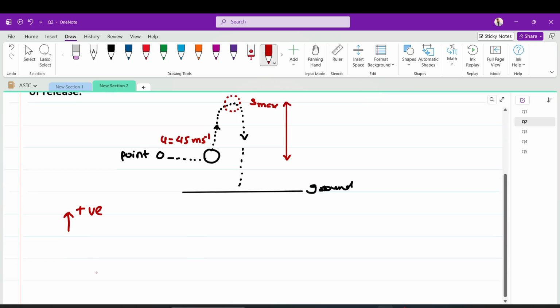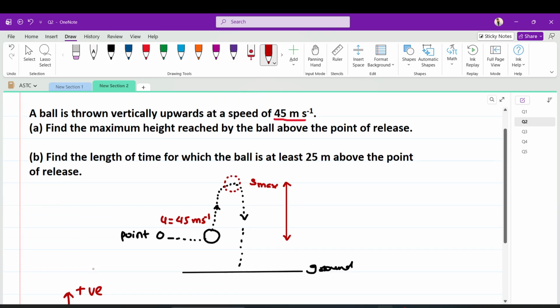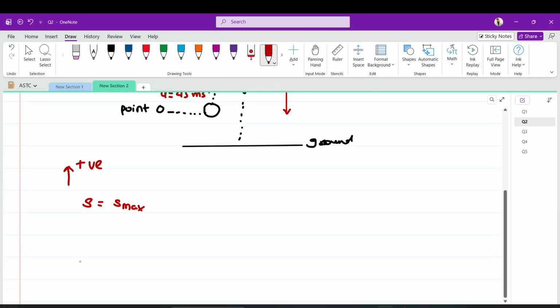Okay, now S is equal to S max that we need to find, because that's what the question is, right? Maximum height. U is 45 meters per second.